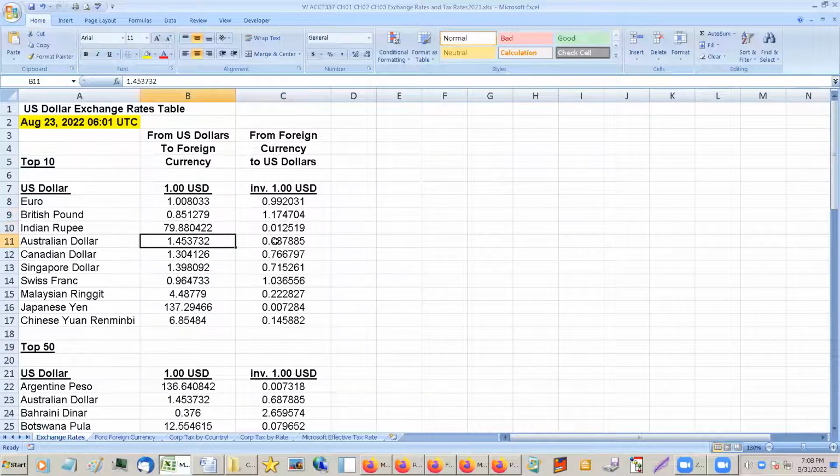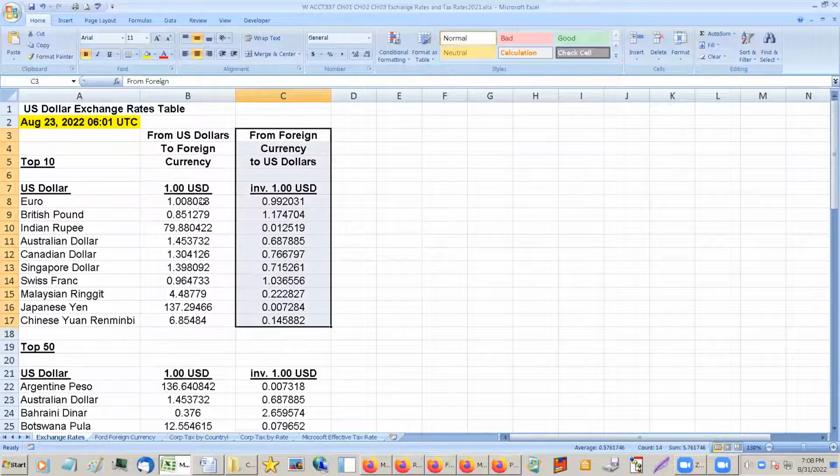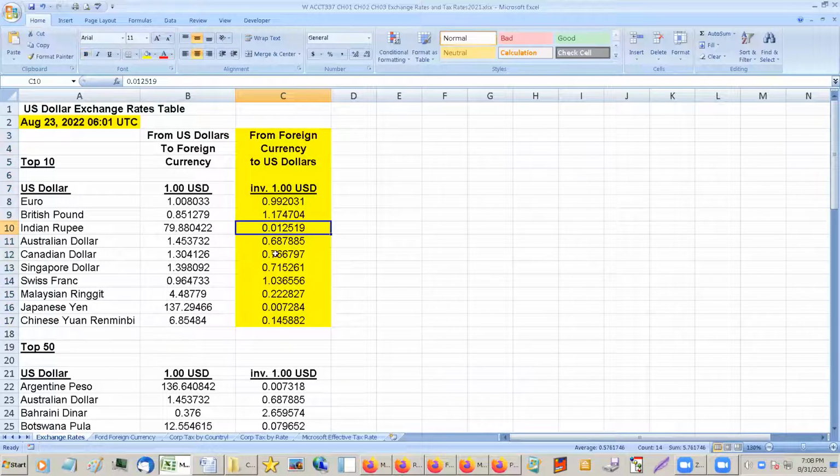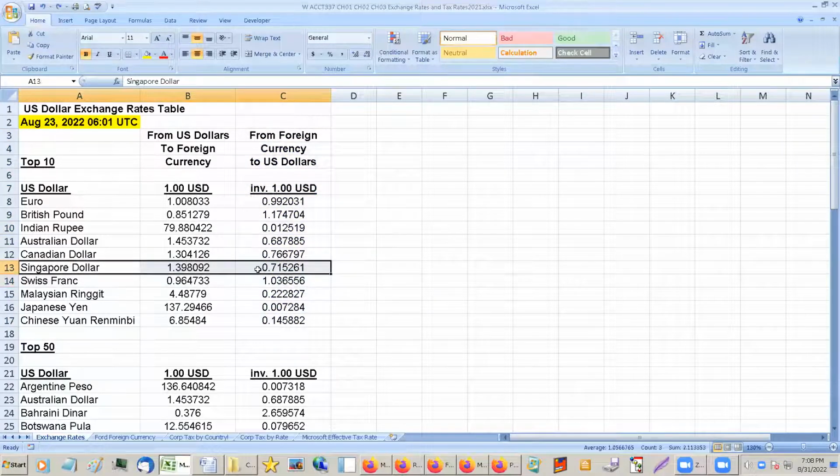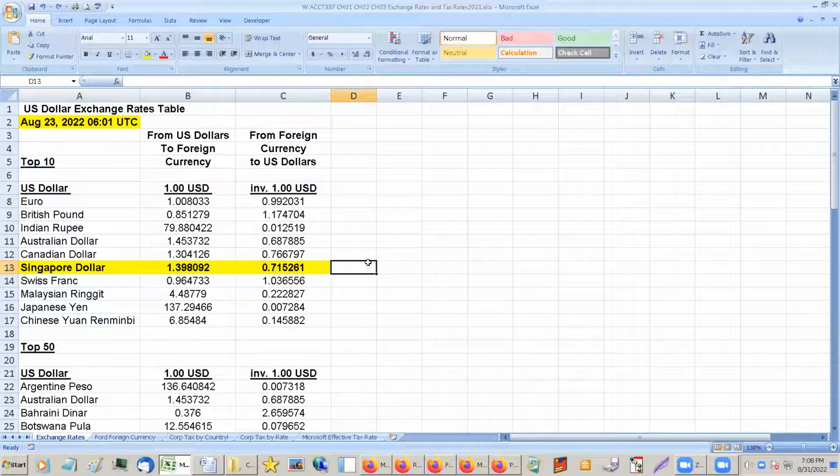So when we go from a foreign currency to US dollars, this is what we're looking at. These are usually the ones that we're actually going to use to convert it. And you'll notice here's the Singapore dollar one that we just used. That's where I got the 0.715 from.